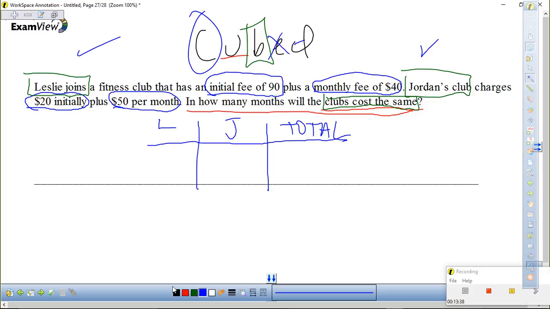All right. So let's start with Leslie. What's her initial fee? So we put plus 90. What's her rate?